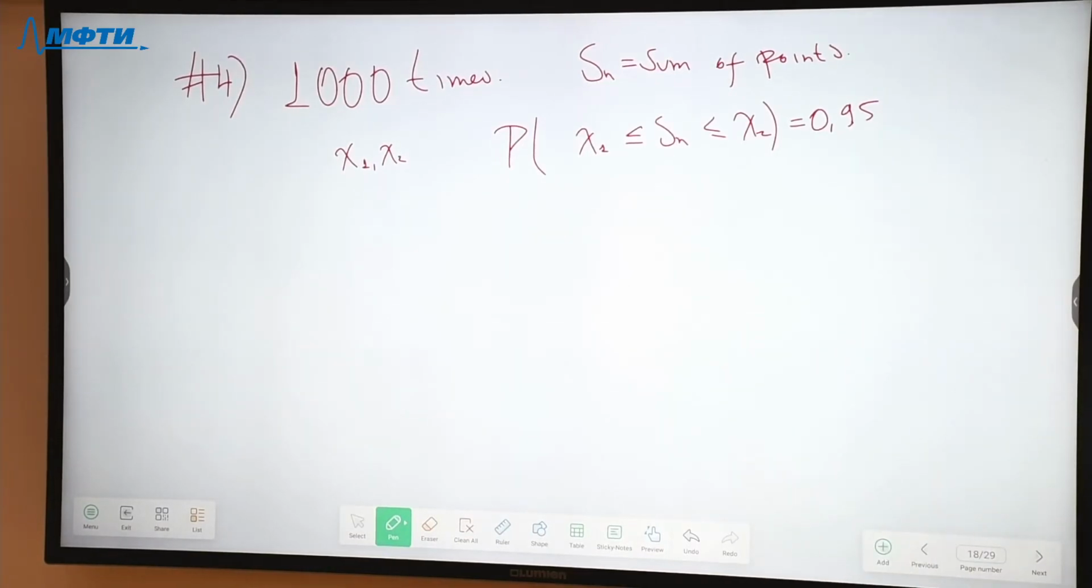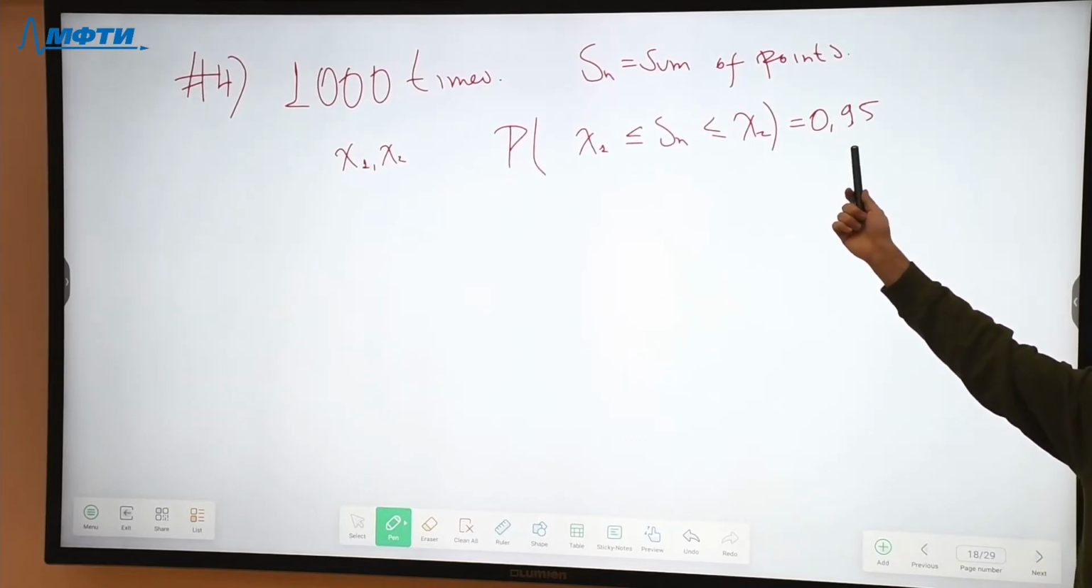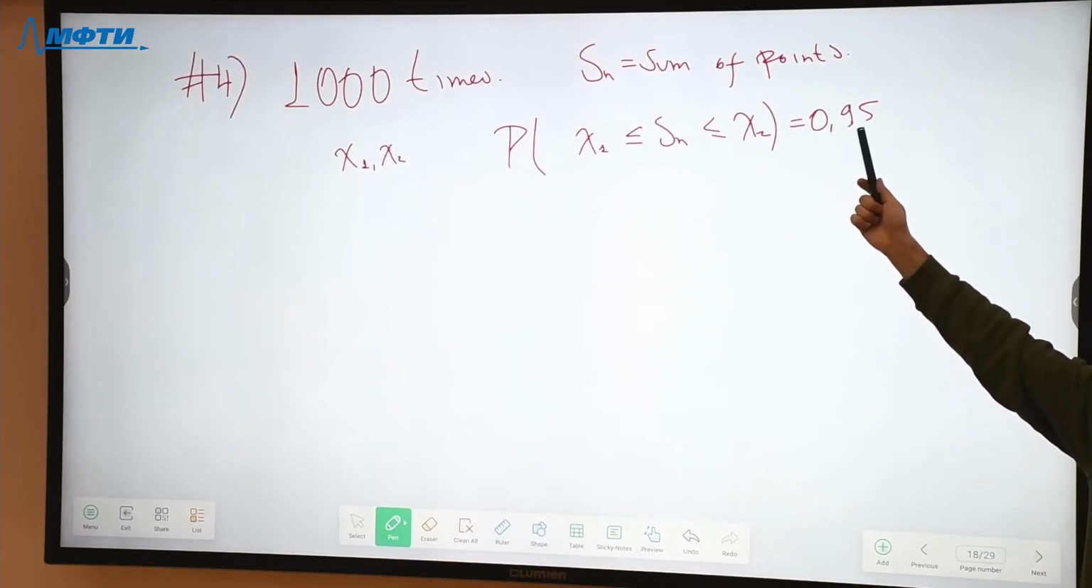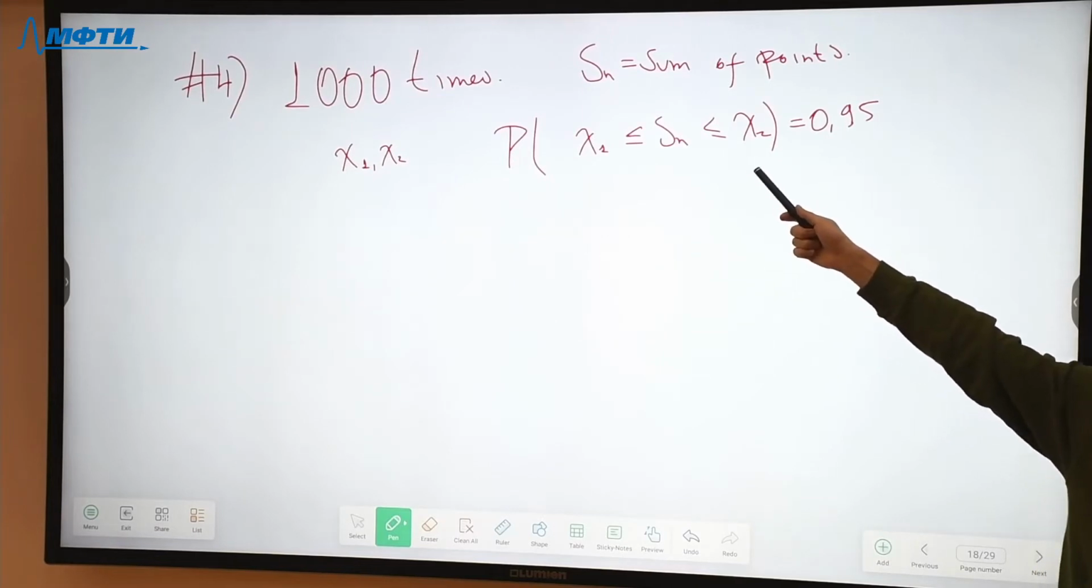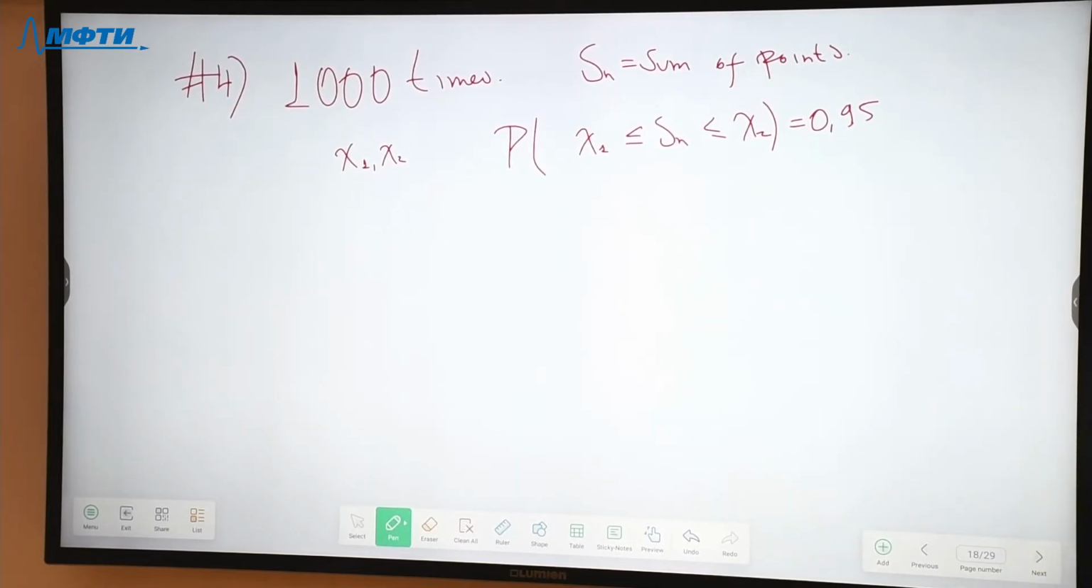Before we knew this, and we had to find this. Now we know this, and we have to find this. So it's the same, but the other way. What is the problem here? That we have x1 and x2, so we have two different values. That's not good, right? Because we have one equation, I mean one formula, and two variables. There's no way to solve that.